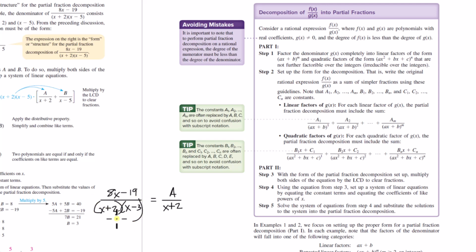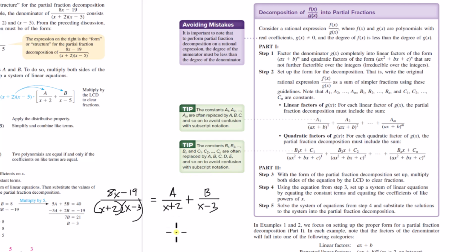But you have another factor, so it's going to have its own form that's written out. This is a linear factor to the first power, so you just put B over it, and now you're done. Now you've accounted for all the factors in the denominator. That's it.